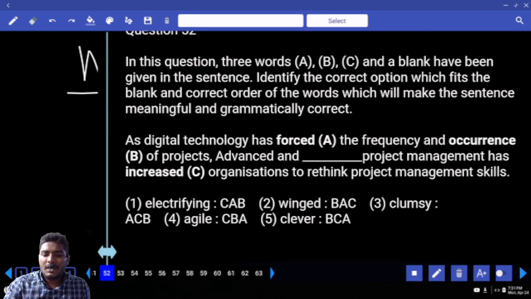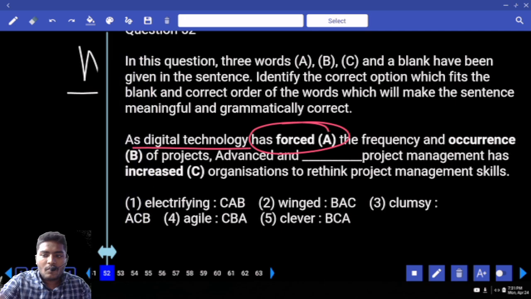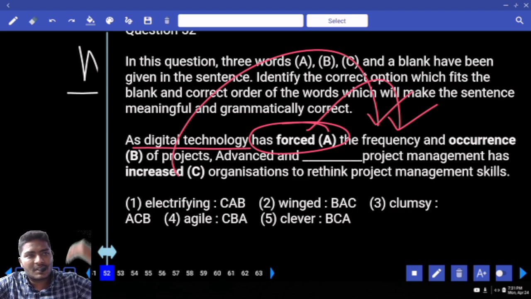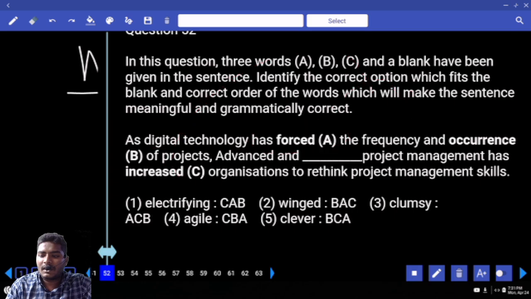Look at the first combination. What is the first combination? As is followed by V3. How many V3s do we have in the sentence? Two are there. What is another one here? Increased. Now, digital technology: does the technology force the frequency or increase the frequency? Let us apply it to the phone, like signals and all. Increases. Technology's frequency is increased. So your arrangement should start with a C.